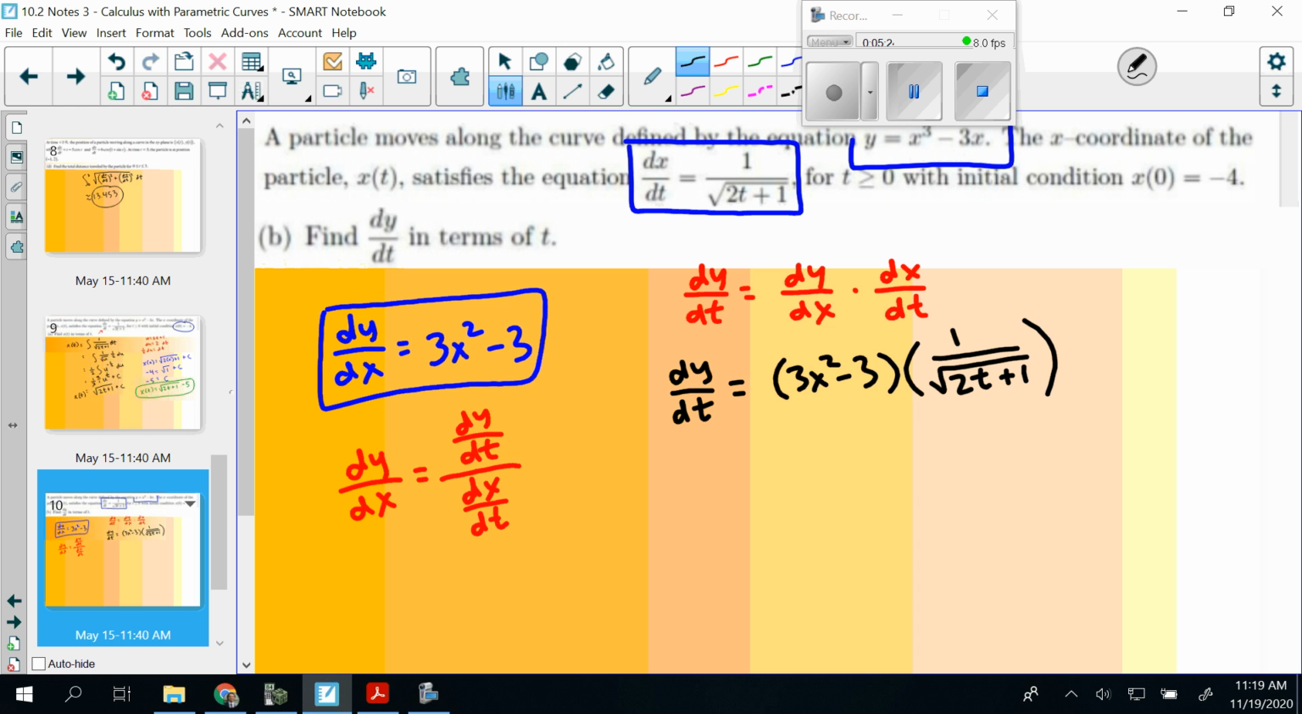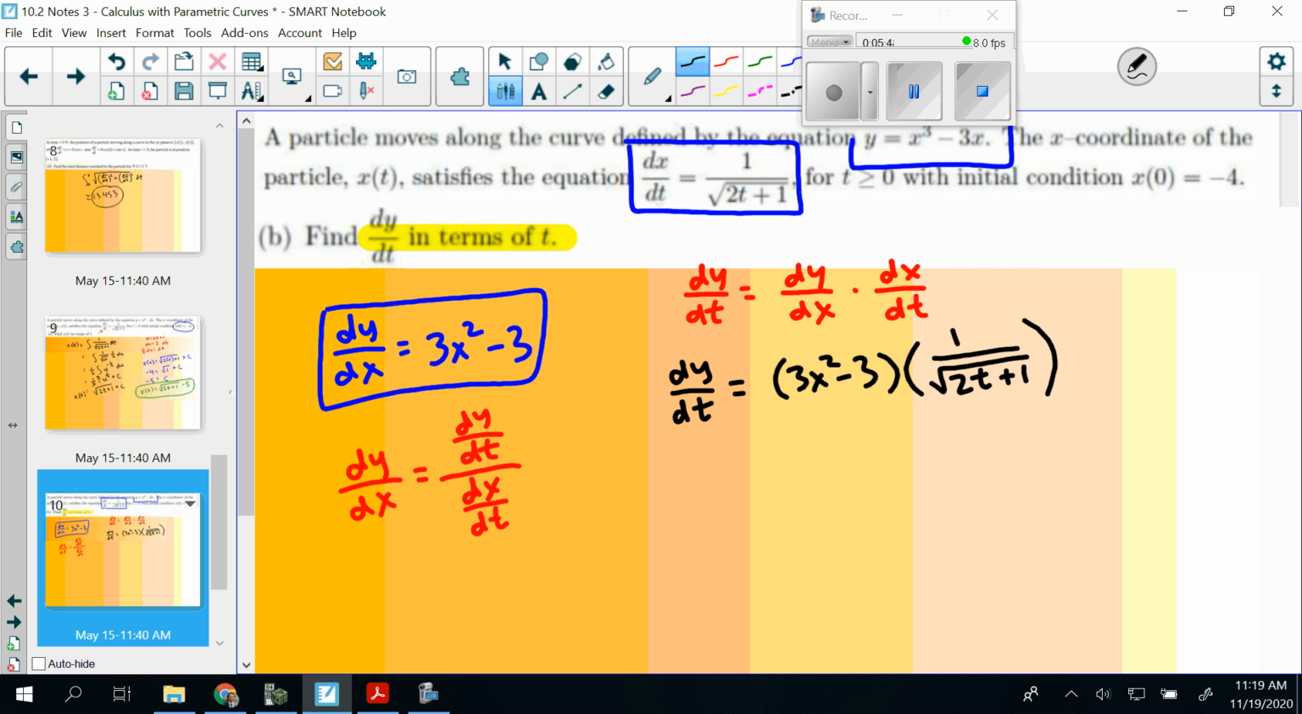So this is close to our answer, but we do have to make sure that, like they said here, that we find dy in terms of t. It's almost in terms of t. Part of this is in terms of t, but the other part's in terms of x. So how do we get to our final answer here? Well, we have to substitute in. We want to substitute in for x here to find that.